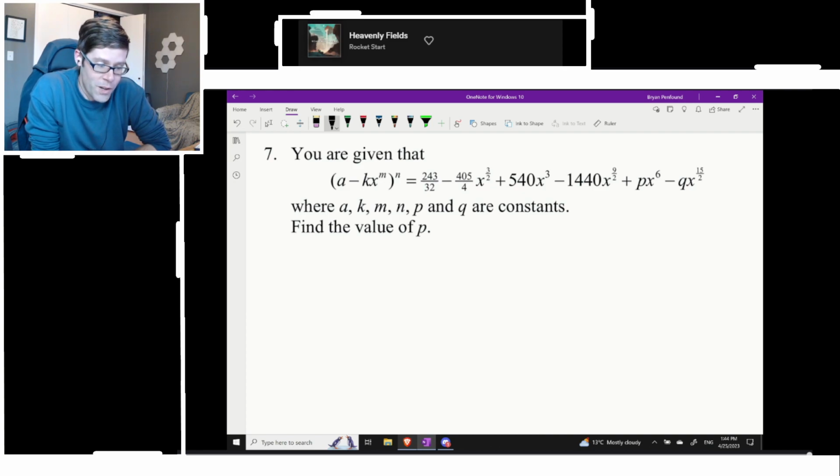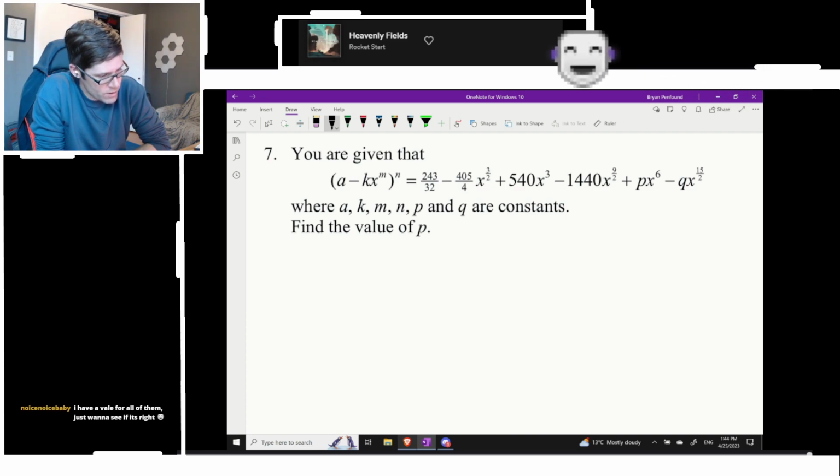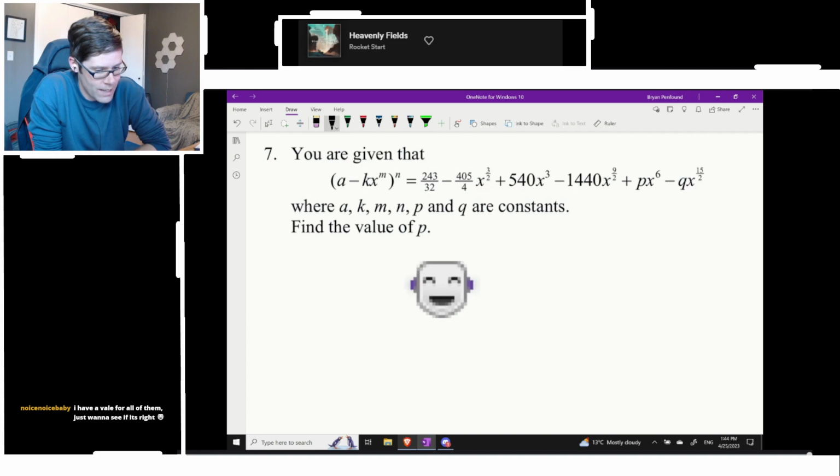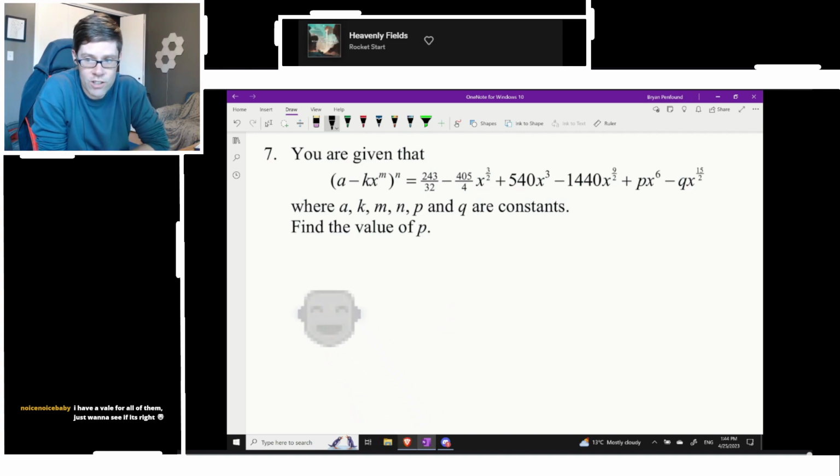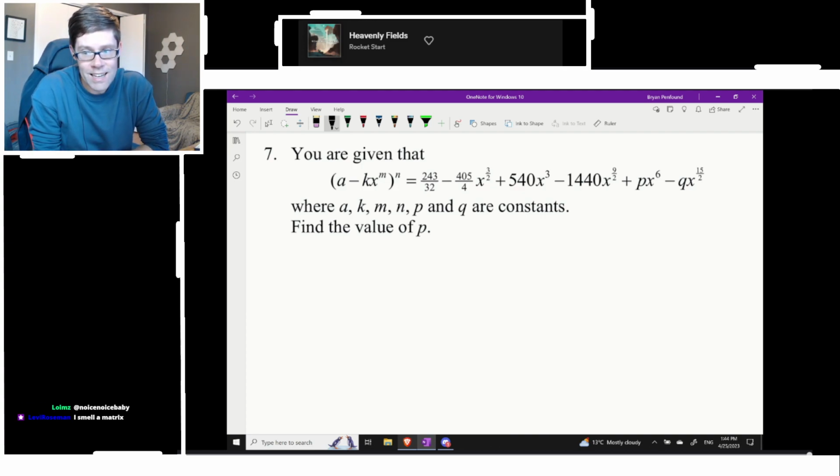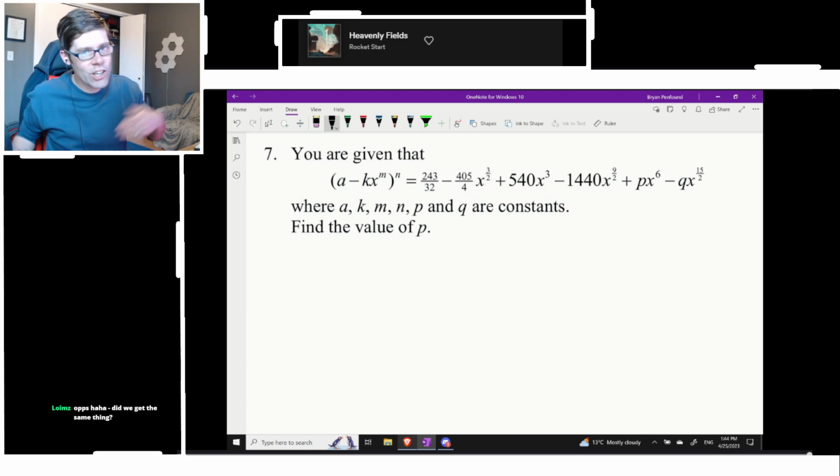So here we go. We know that (a minus k x to the m) all raised, so it's a binomial raised to the power of n, has the following expansion. We need to find the value of p, which probably means we're going to have to find a, k, m, n, and q along the way.